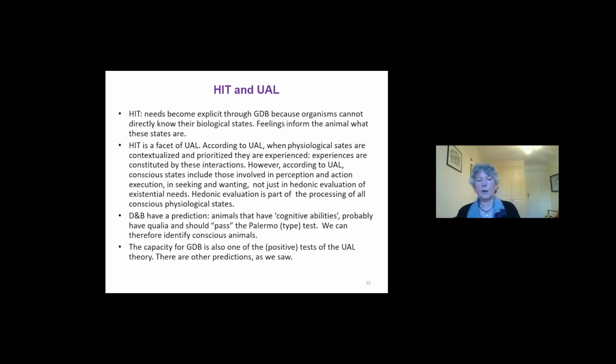Now, Dickinson and Balleine, who developed this HIT model, have a prediction that animals that have cognitive abilities probably have qualia, and they should pass the kind of tests that show that they actually have goal-directed behavior. There are particular kinds of tests that you can give to animals, certain tasks, that only animals that have goal-directed behavior can pass. This is called the Palermo type test, never mind why, because I didn't have time to explain this. And in fact, in our book, we also said that goal-directed behavior is one of the positive tests of unlimited associative learning. We also have other predictions.